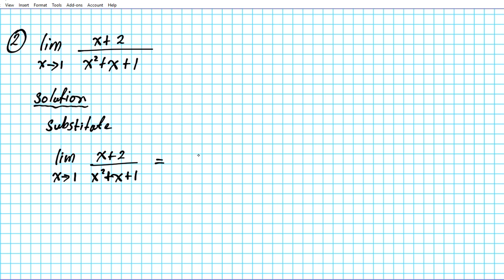Alright, if we substitute, we have 1 plus 2 divided by 1 squared plus 1 plus 1. Okay, well, let's go ahead and simplify that. 1 plus 2 is 3. In the denominator, 1 squared is 1, plus 1 plus 1 is 3. 3 over 3 is 1. So as x gets infinitely close to 1 from both sides, this function (x + 2) over (x squared + x + 1) gets infinitely close to, or approaches, the value of 1.